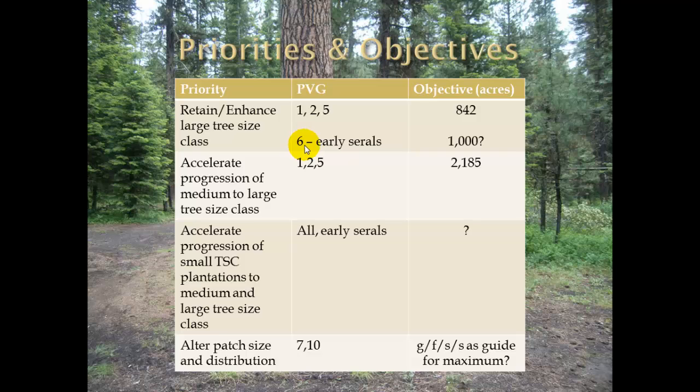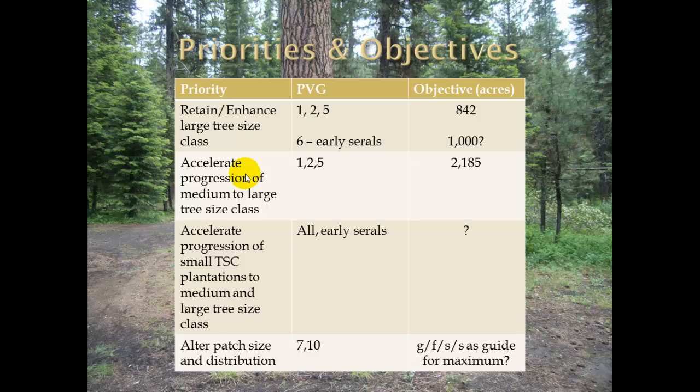In PVG 6, those acres that have early seral species are candidates for the same or similar type of treatment. I don't know what the acres are, but perhaps the ID team could help provide some background information on that. I'm guessing that it could be as much as 1,000 acres in the large tree size class that would be appropriate and have early seral species present and could be treated.